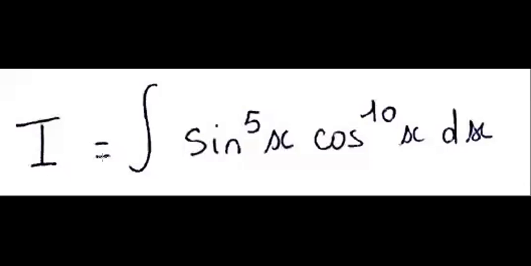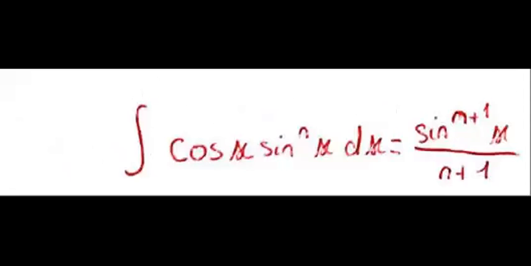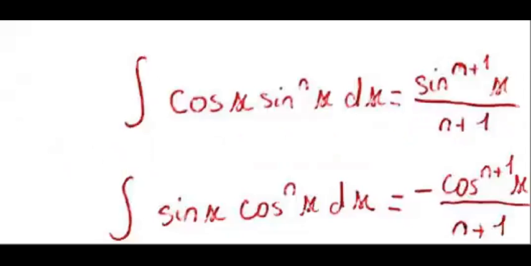Hello, let's learn how we can integrate a product of powers of sine and cosine, like this integral, which is the integral of sine to the power 5 x multiplied by cosine to the power 10 x dx. But first of all, let's check these two integrals here that we are going to use in this video.